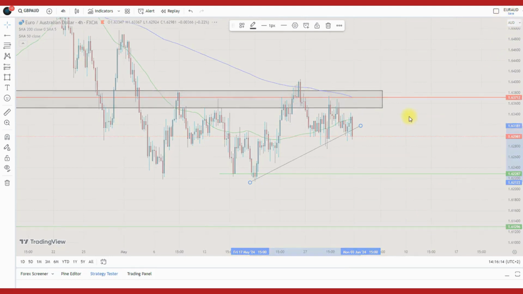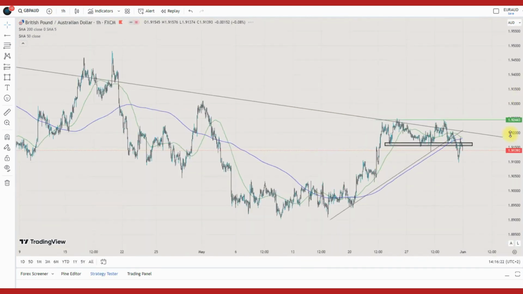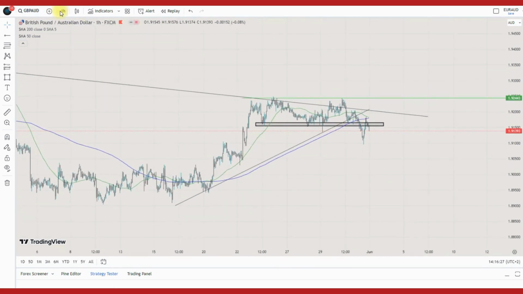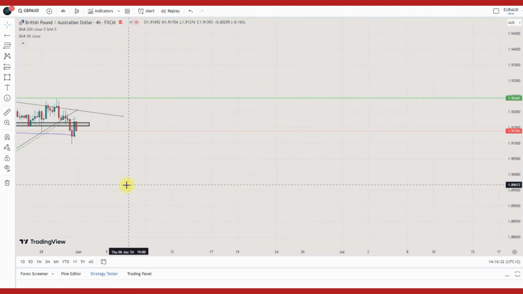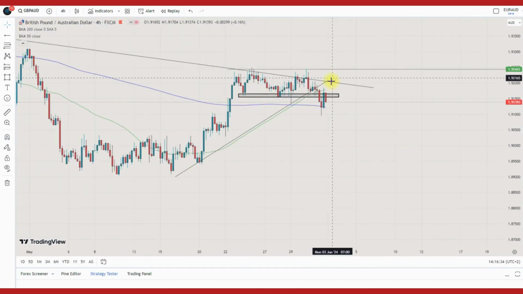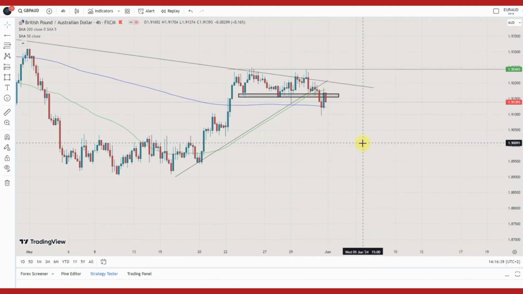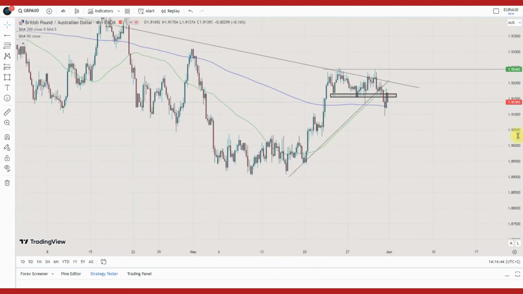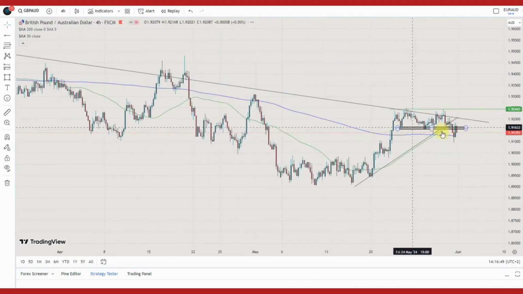And the last one I want to check is pounds AUD. Pounds AUD, my bias is to the downside, which means that if you check in this 1 hour time frame, the 200 moving average and the 50 moving average are above the price level. In the 4 hour time frame, the 50 moving average is above the price, while the 200 moving average is below the price level. But all in all, the overall trend direction here is to the downside.